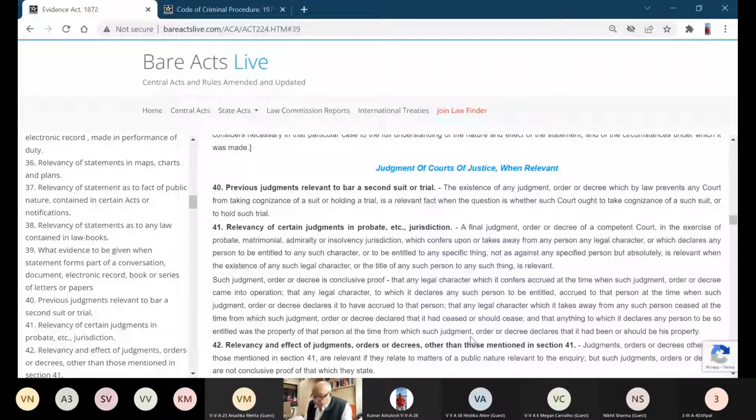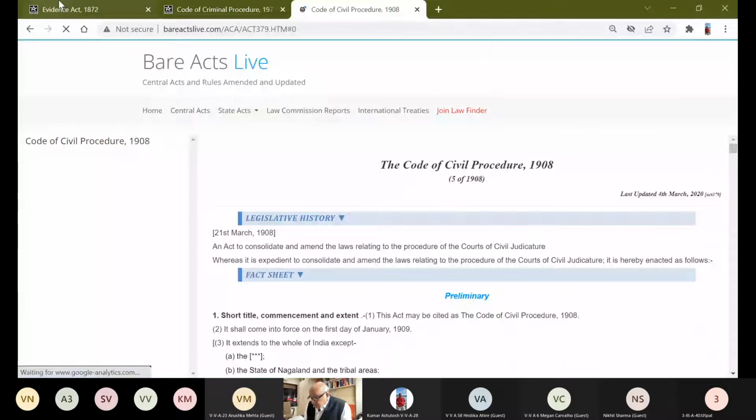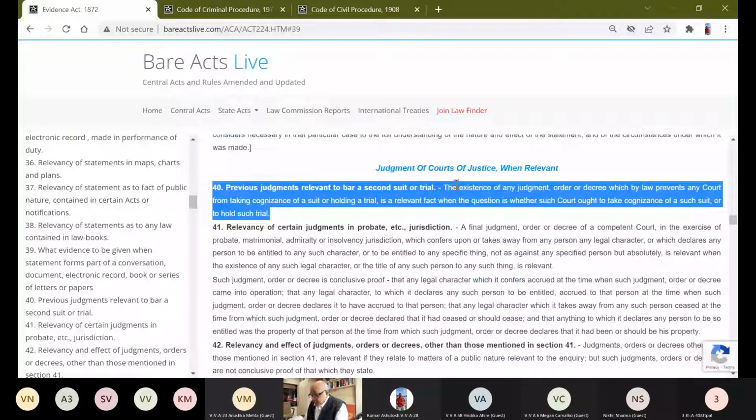Take Section 40. Previous judgment relevant to bar a second suit or a trial. The existence of any judgment, order, or decree which by law prevents any court from taking cognizance of a suit or holding a trial is relevant when the question is whether such a court ought to take cognizance of such a suit or hold the trial. Okay, this is when any judgment, order or decree by law prevents any court from taking cognizance of a suit or holding a trial.